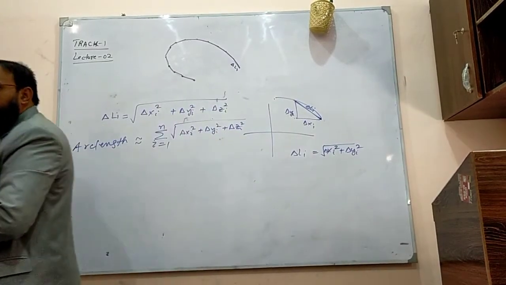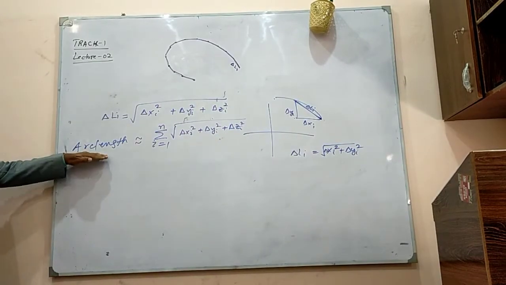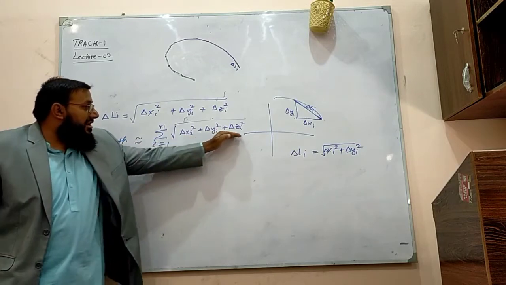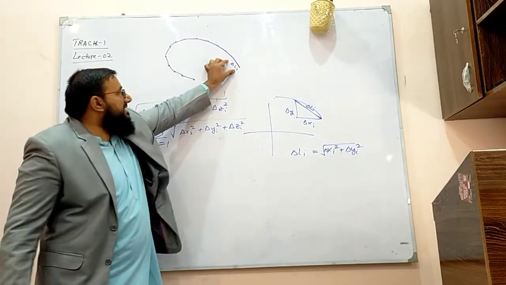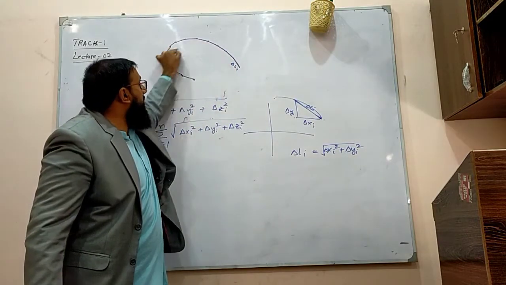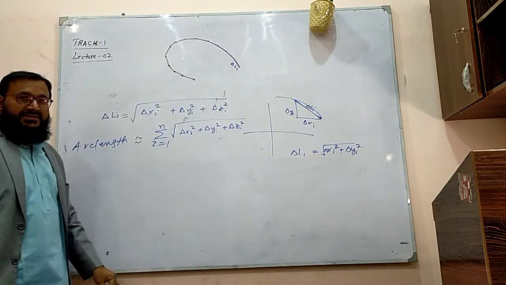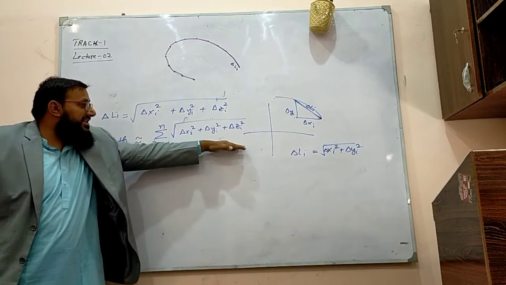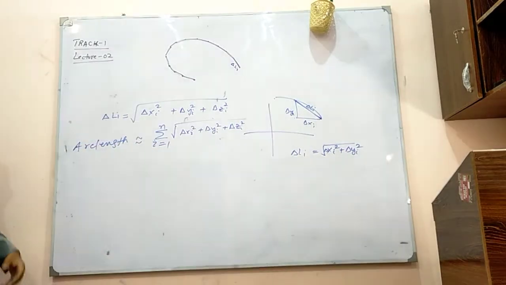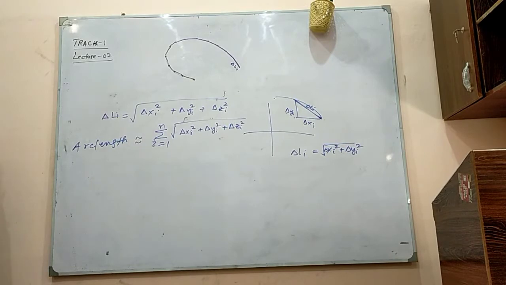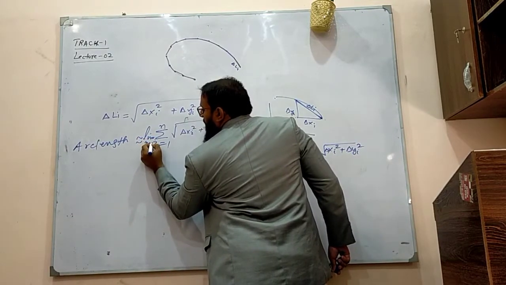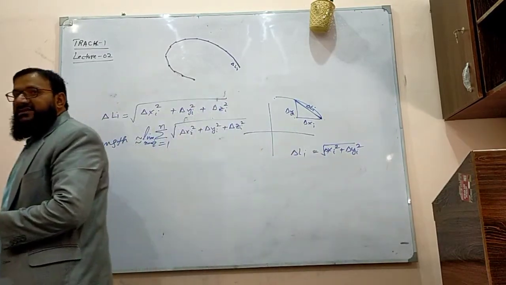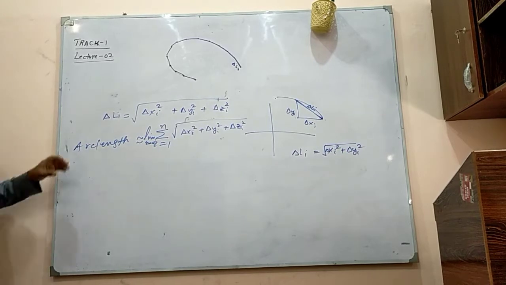So I claim this is the arc length. The arc length is the approximation of all these delta li's, but I am taking their sum starting from 1, and let's say this is 1, this is 2, this is 3, this is 4, up to this is n. So this is the approximation of the arc length. How can I get better and better results? What should I do? Limit tends to 0. Yes. So the better approximation would be the limit as n goes to infinity.